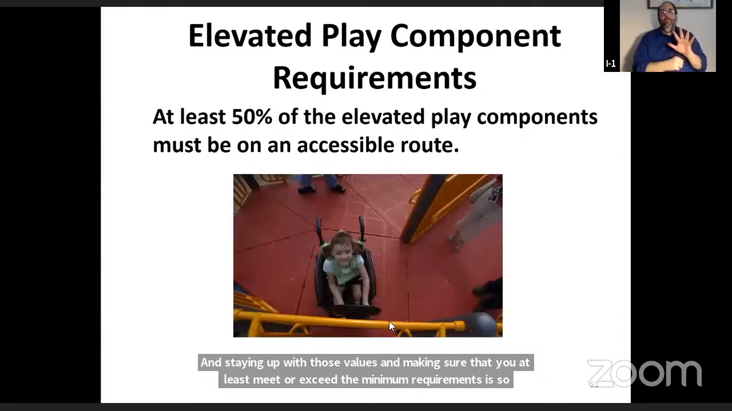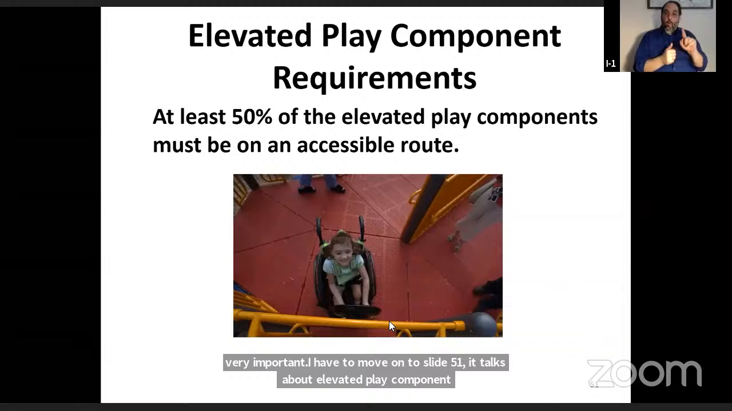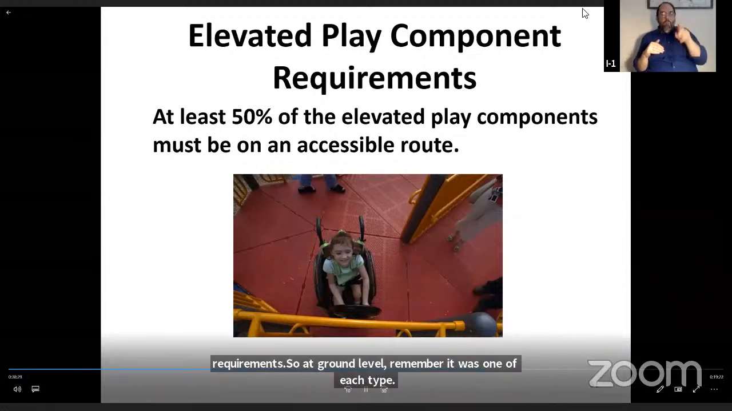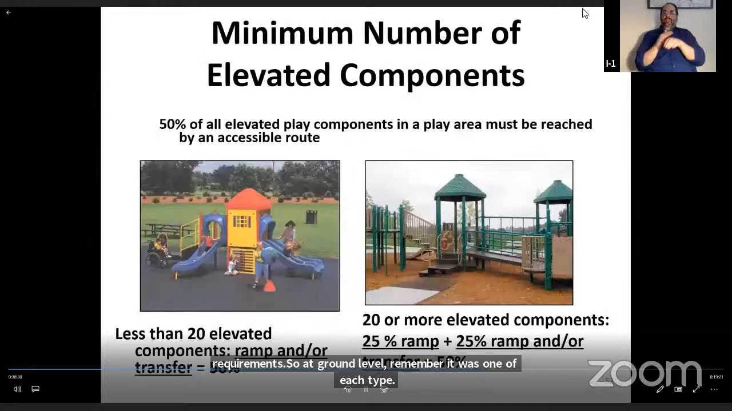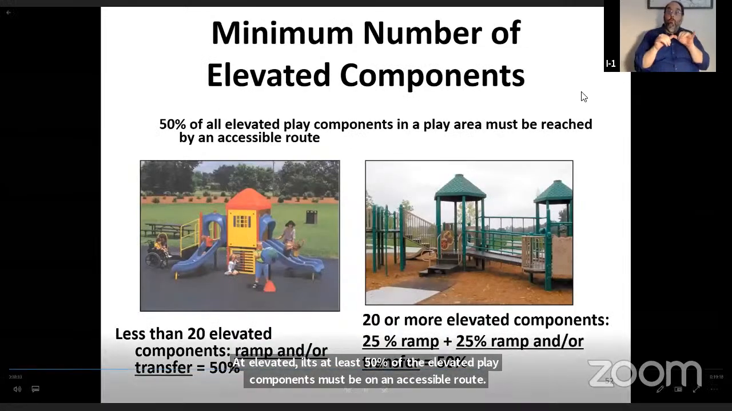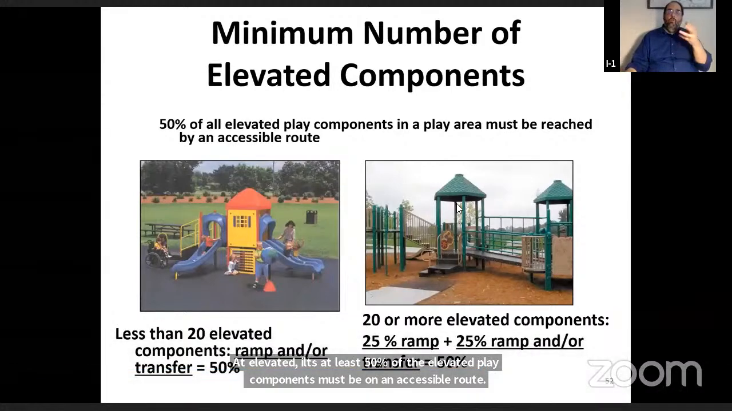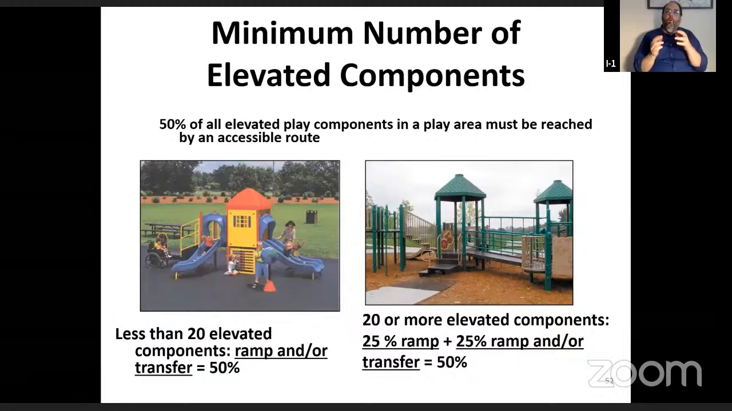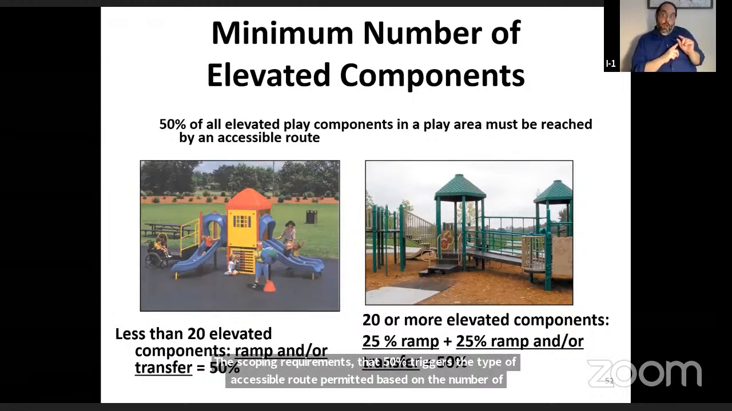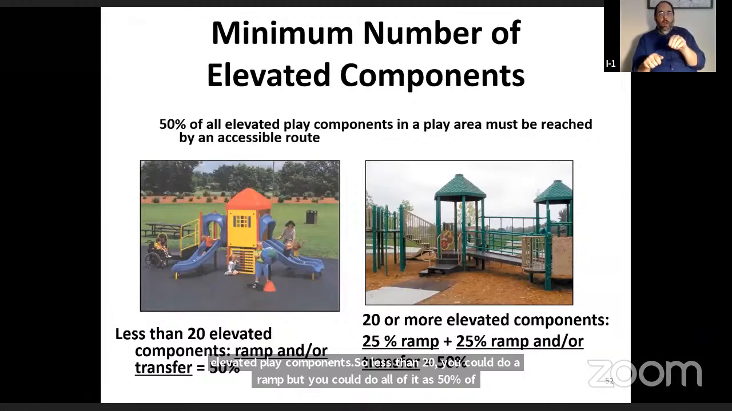I have to move on to slide 51. It talks about elevated play component requirements. At ground level, remember, it was one of each type. At elevated, at least 50% of the elevated play components must be on an accessible route. The scoping requirements, that 50%, trigger the type of accessible route permitted based on the number of elevated play components. So with less than 20, you could do a ramp, but you could do all of it as 50% of the elevated play components connected by a transfer system.